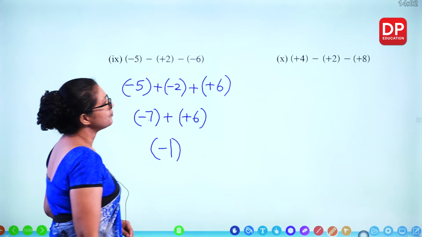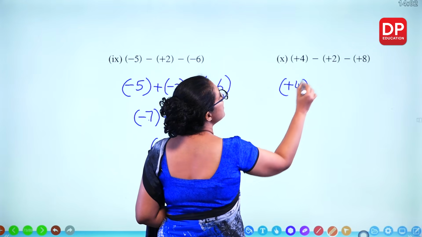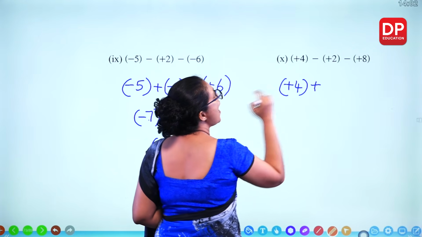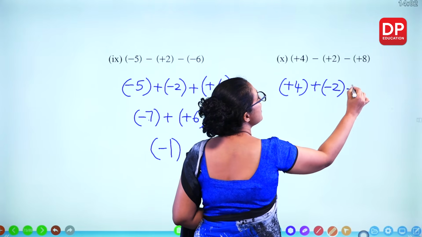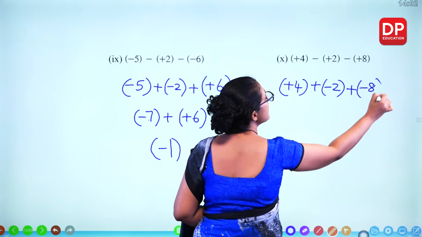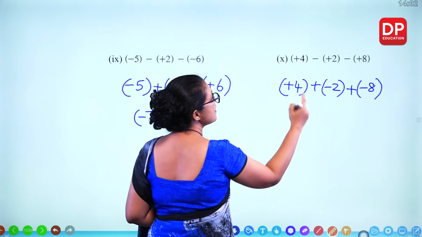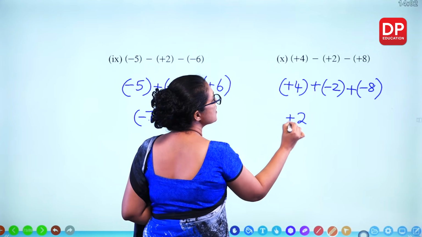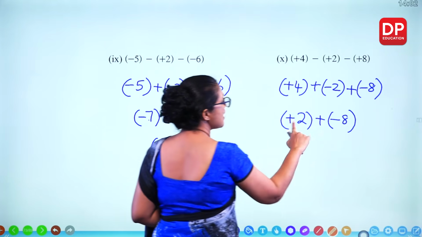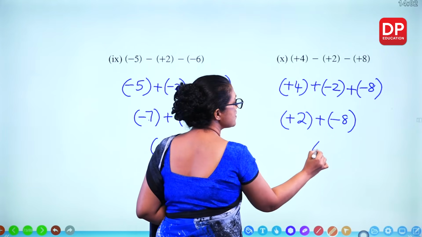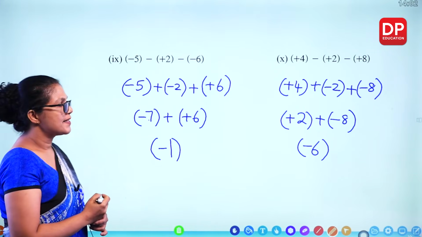This one, plus 4. And here, adding the additive inverse, that's minus 2. Again, adding the additive inverse, that's minus 8. Now, 4 and 2, take the difference, that's 2. That's plus 2. And now again, take the difference. 8 and 2 difference is 6. Bigger number is negative, so you put negative 6.